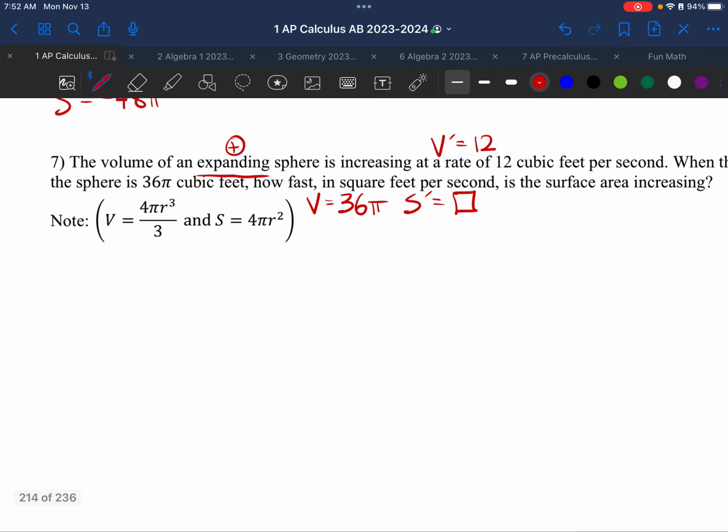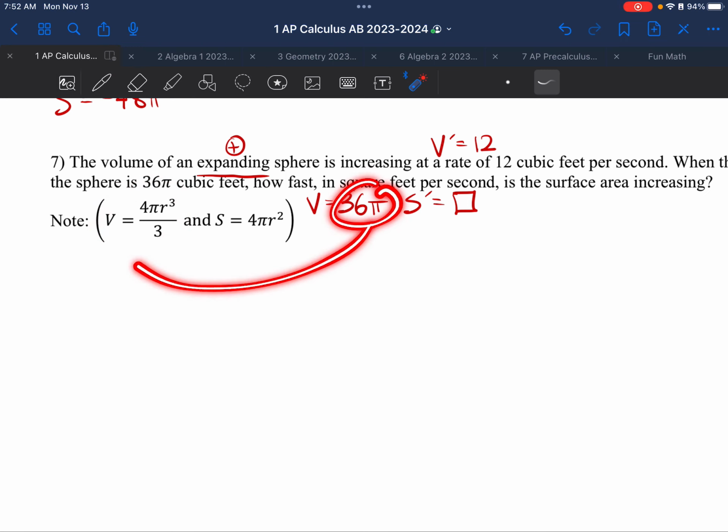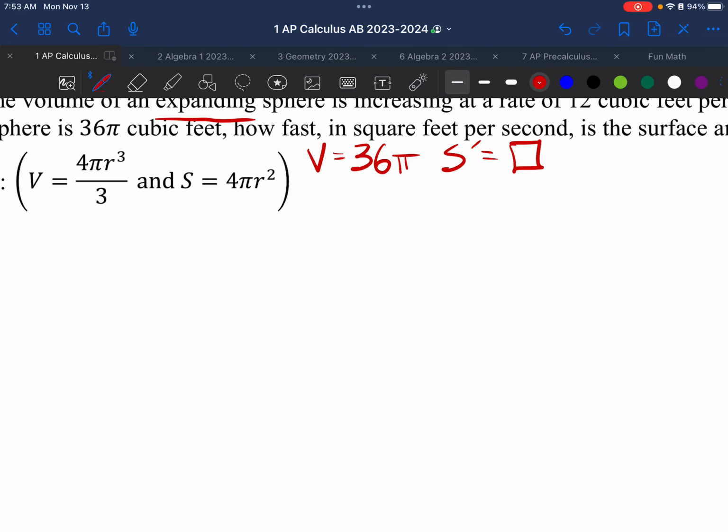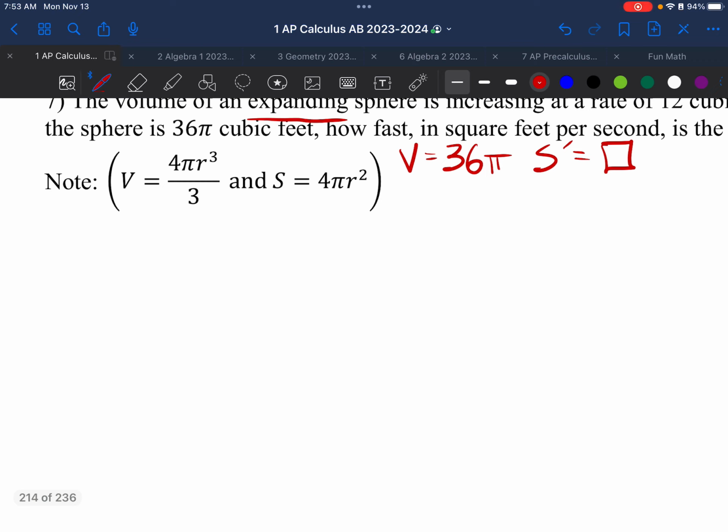The first one is V. Oh, it already wrote that down for us. Okay, well, we might as well plug in. 36 pi is being plugged in for V. So down here, I'm going to say that this is going to be plugged in, so it's blue.